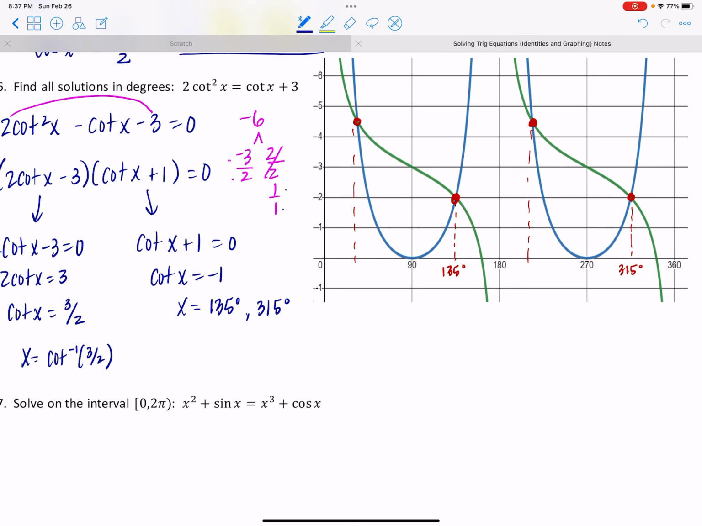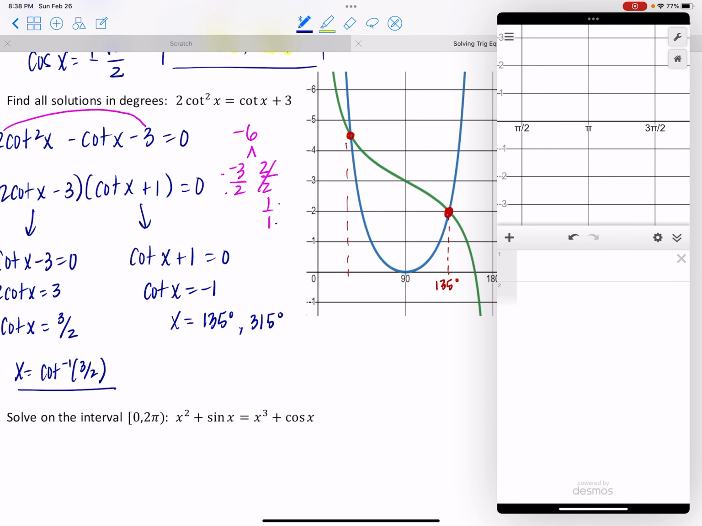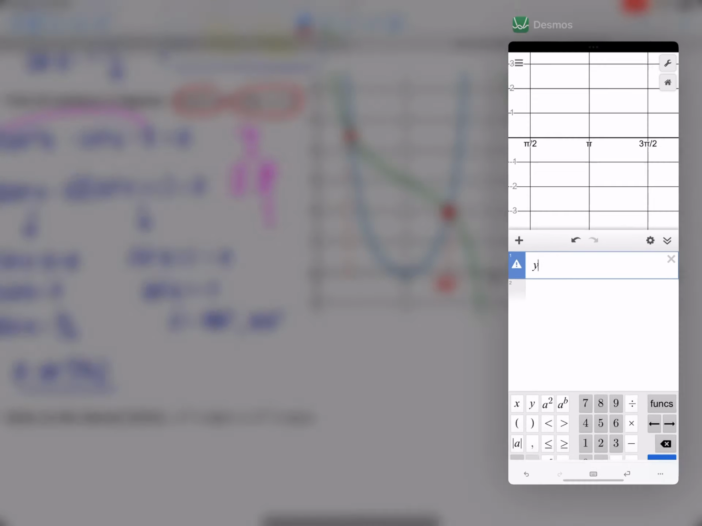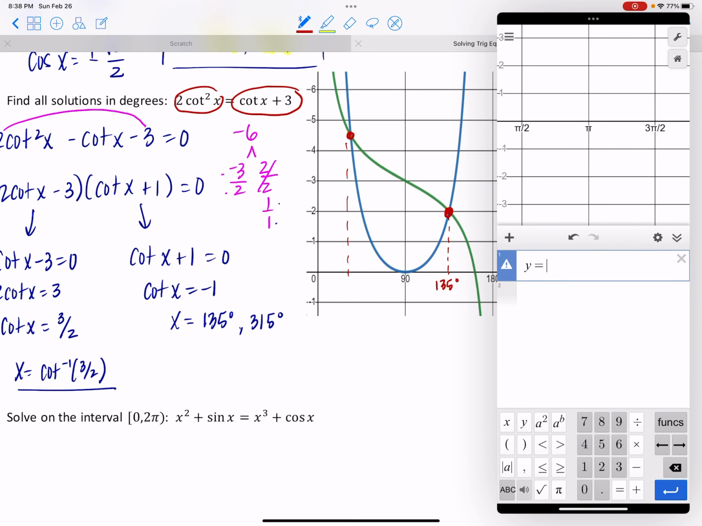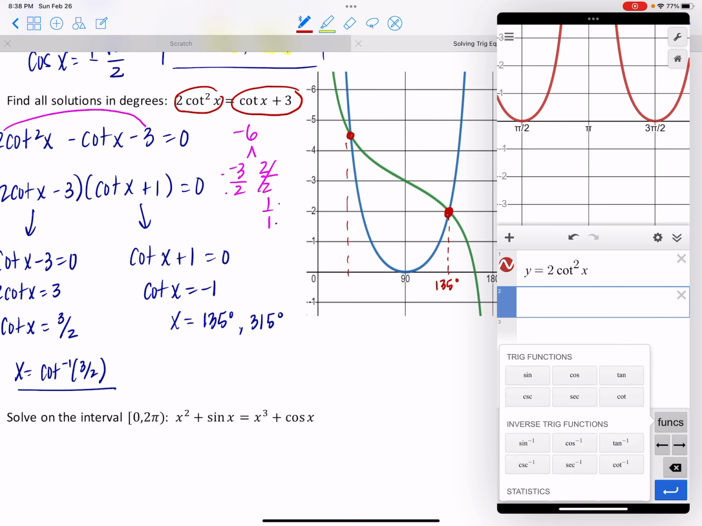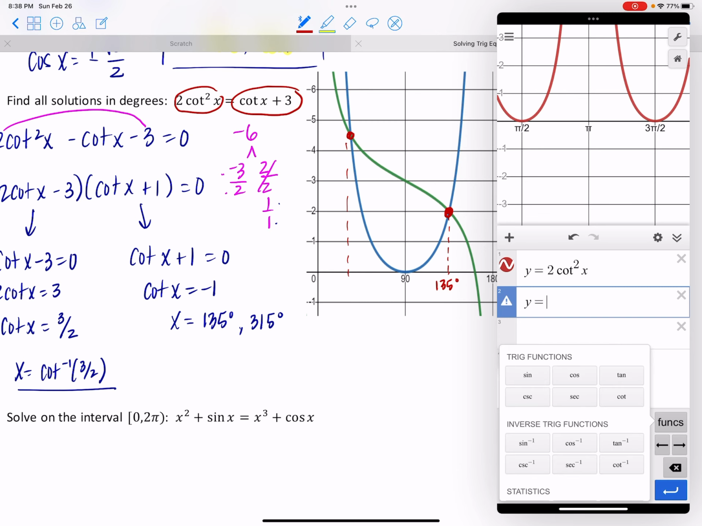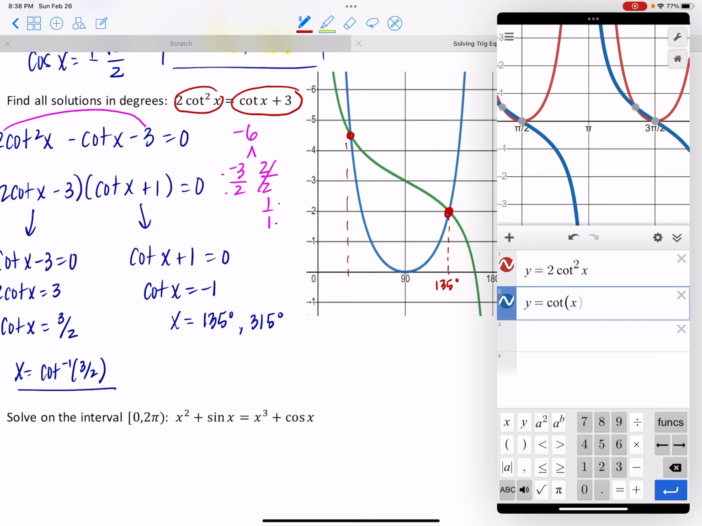It's the other 2 that are a little strange that are happening over here. So let's go to the calculator. If I was going to use my calculator to graph, I would put one side in as one equation and the other side in as another function. So I'm going to put y equals 2 times the cotangent squared of x, and then y equals cotangent of x, and then plus 3.